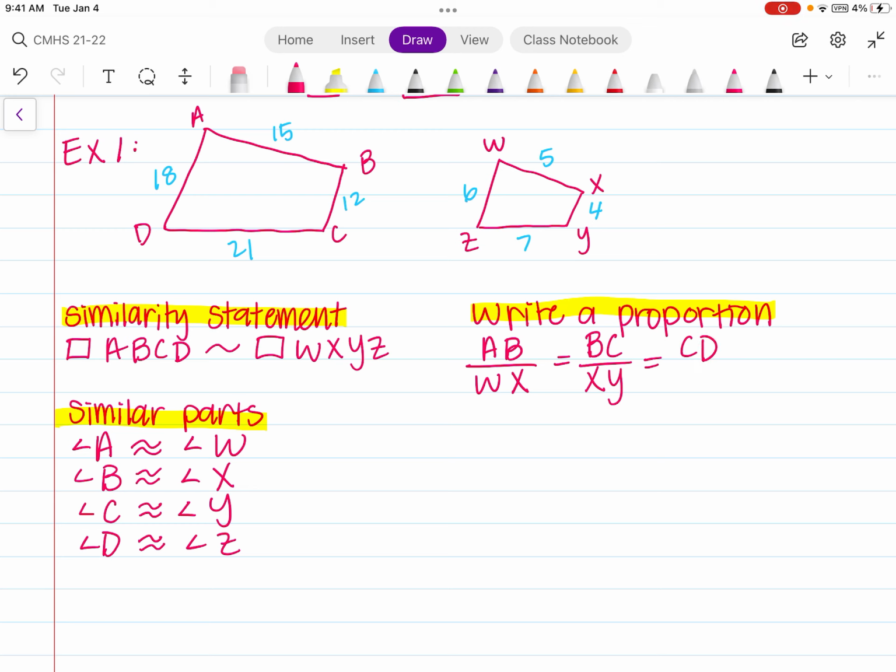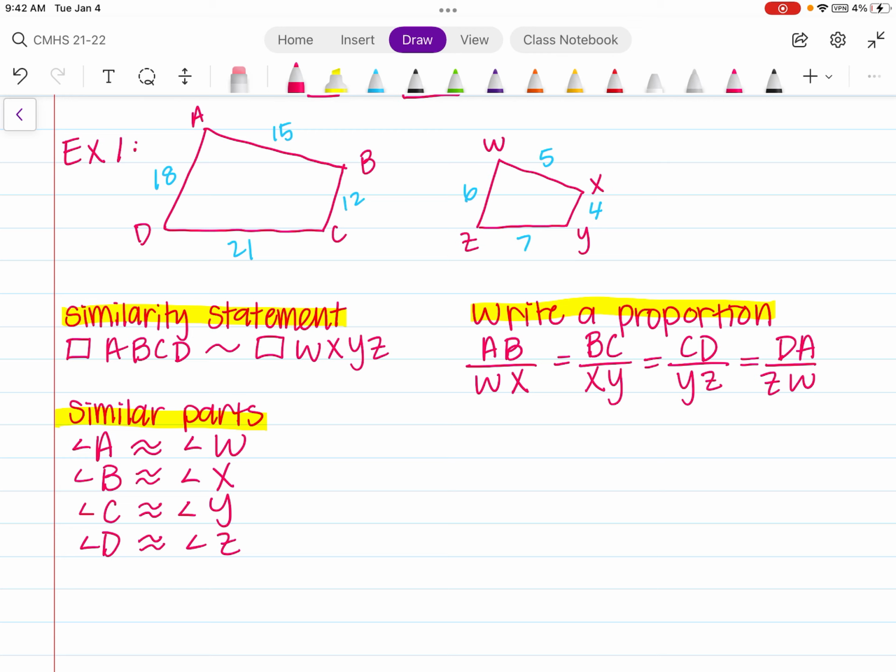Then CD, again, I'm just going around in a circle. CD is that bottom one. We have to make sure you put it in the right order. So tell your partner which one that one is congruent to. This one you should have said YZ. It has to be YZ. You have to have them in the same place. And then DA, I guess we could say, DA is ZW. Okay? So if they ask you to write a proportion, that's what that means.